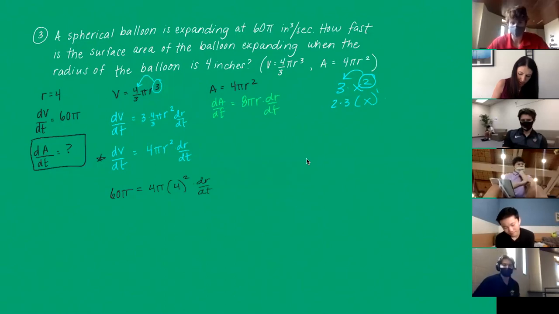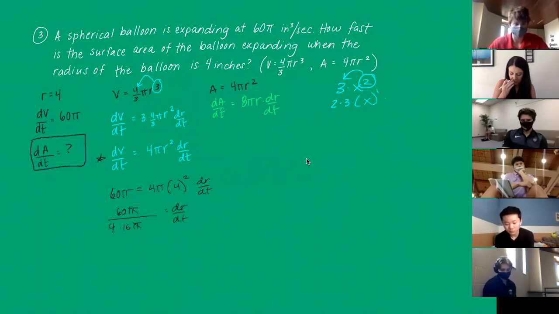Okay, keep going from here. I solved it for dr dt, and the pi's canceled out, and we got 15 over 16. Okay, so you're doing 60 pi over 4 times 16 pi equals dr dt. And you got what final answer? 15 sixteenths. 15 over 16? Correct. Equals dr dt. Okay, so what did you do next with that? And you might not have gotten there, Augie.